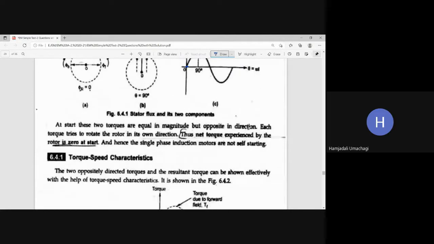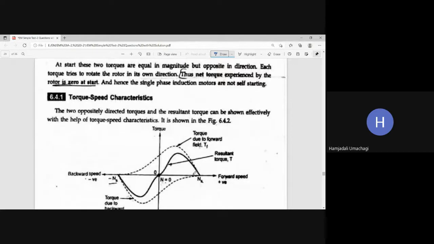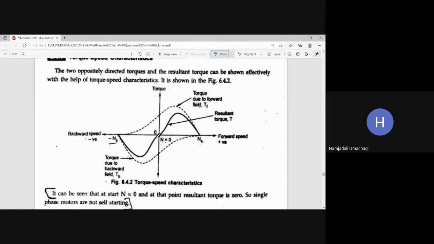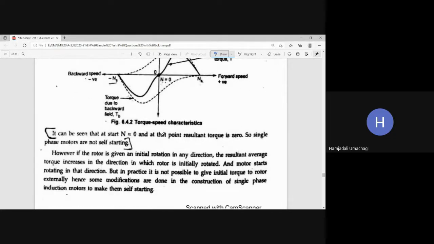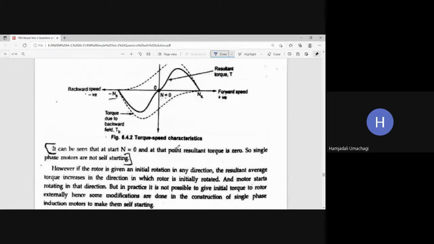After that, you should also draw the torque speed characteristics for forward and backward torque. And this is the resultant torque, where at n equal to 0, at the time of starting, speed is 0 and torque is 0. Because of this, single phase induction motors are not self starting. And even if we want to start induction motors with the self starting property, we should apply certain external torque, which is not possible to apply externally. So we need to make some modifications while constructing the single phase induction motor, so that it can start on its own.